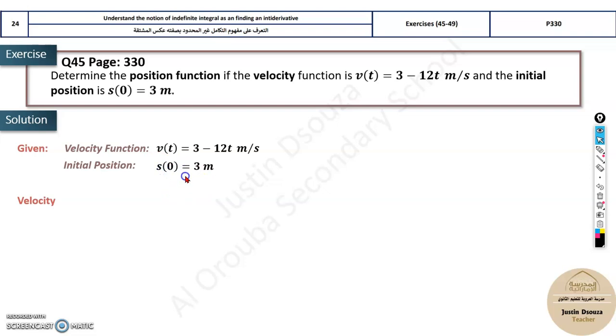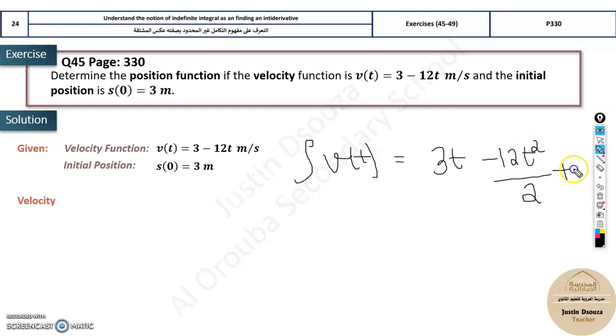You will come to know in a while how easy it is, but before that, remember the integration of what is what. Integration of velocity is position. So all I need to do is integrate this v of t. That will be equal to what? Integration of v of t? 3t minus 12t square by 2 plus c. I have done the integration. For the 3, there is nothing else, so it's 3t minus 12t square by 2 plus c.